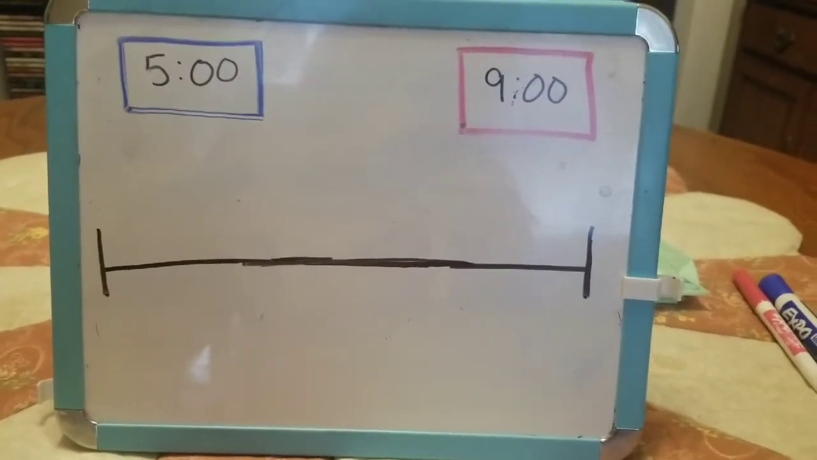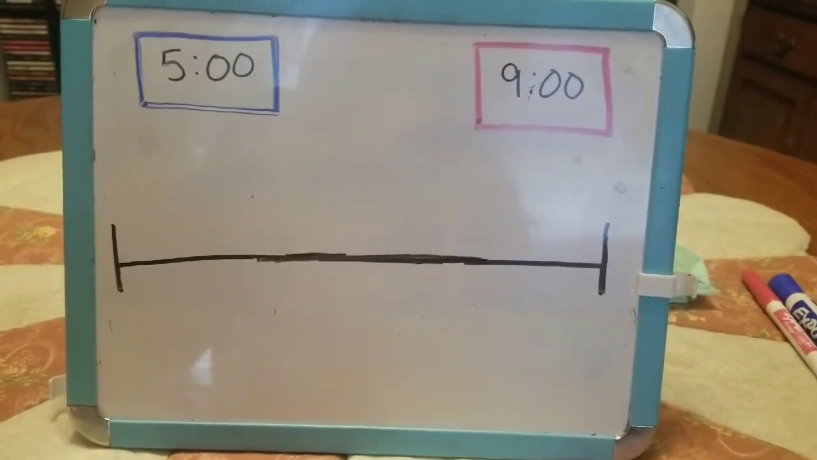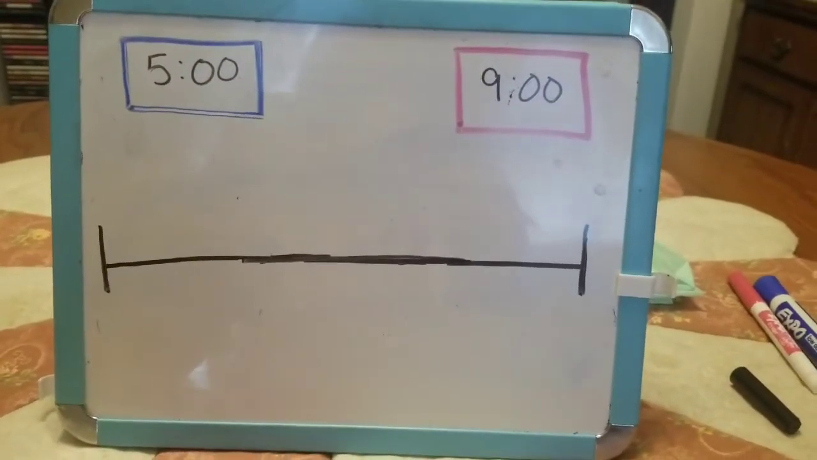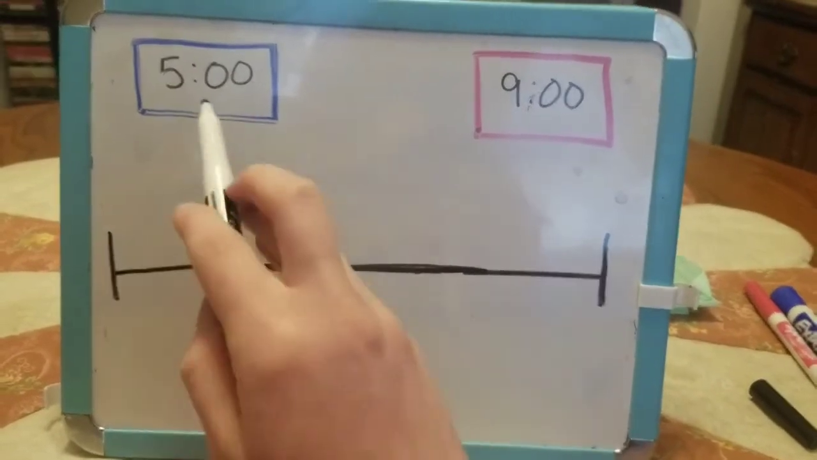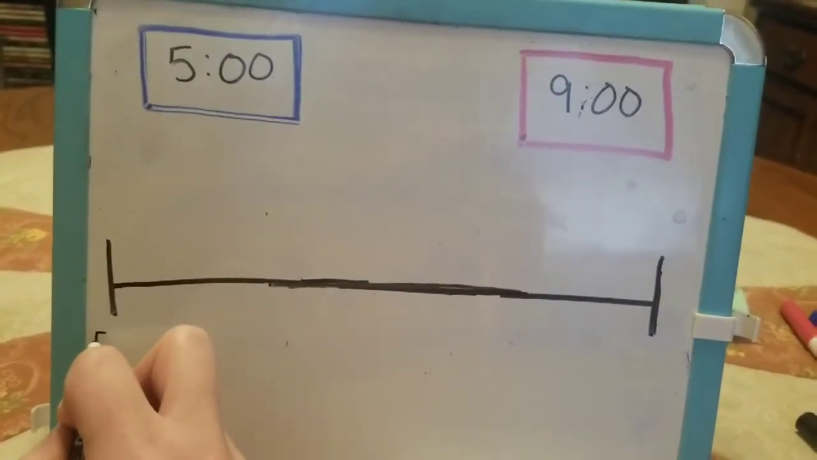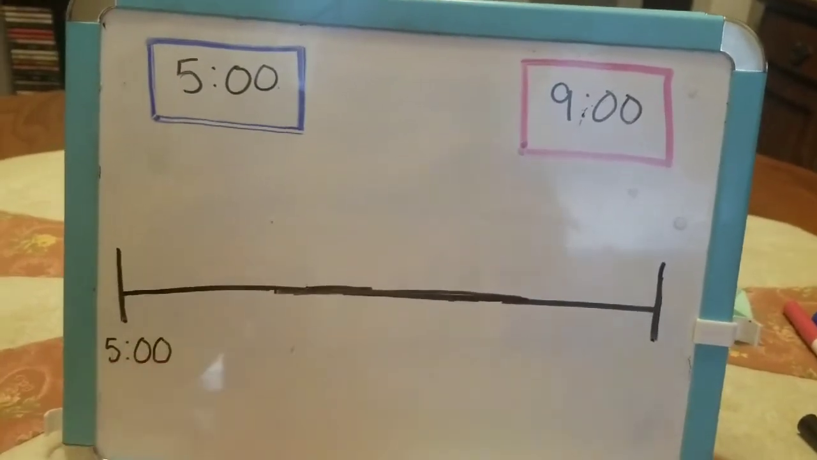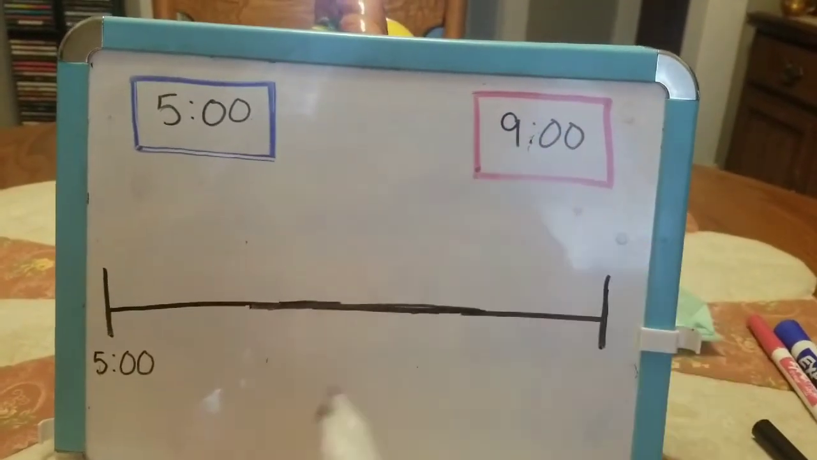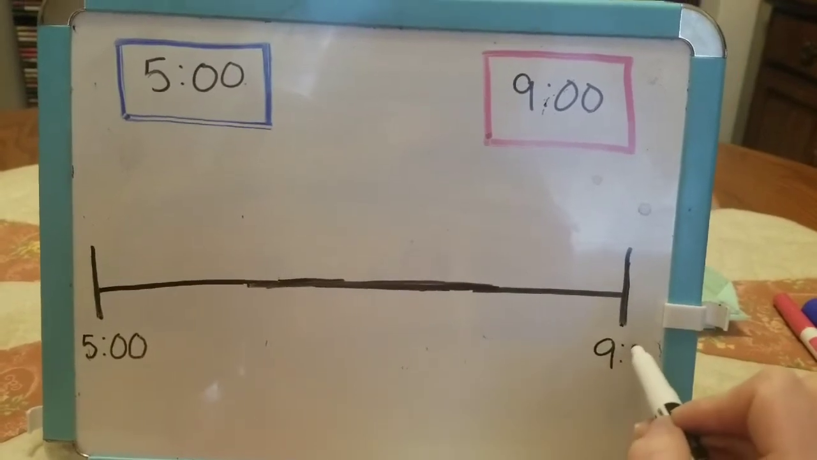You've seen number lines before. We recently had number lines with our fraction lessons about a month ago before we ended up doing school from home. This is no different. We're going to use a number line again. So let's start. So our first time given is 5 o'clock. So I'm going to write 5 o'clock at the very beginning because that was my start time. And I know that 9 o'clock is my end time, so I'm going to write that at the end, like so.